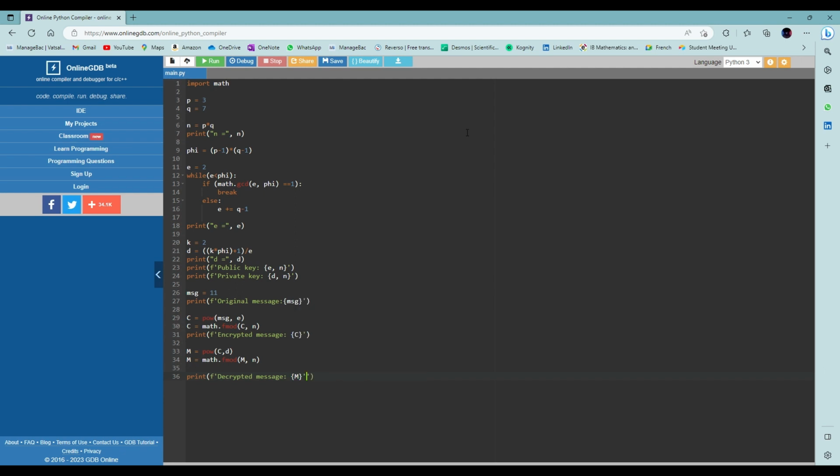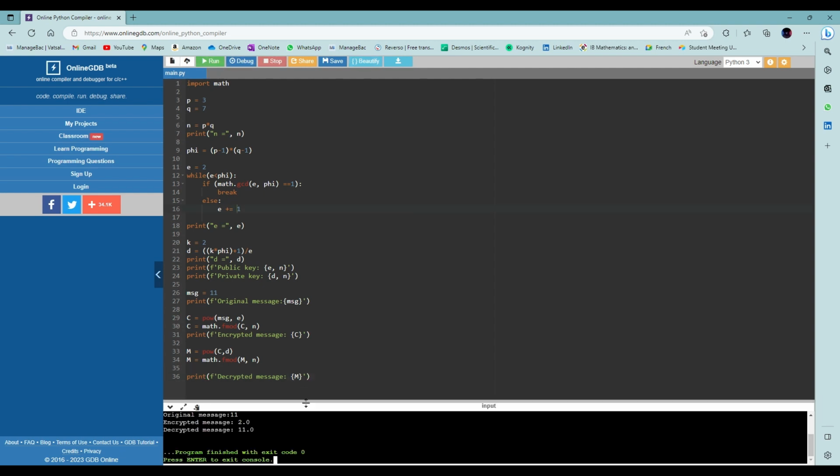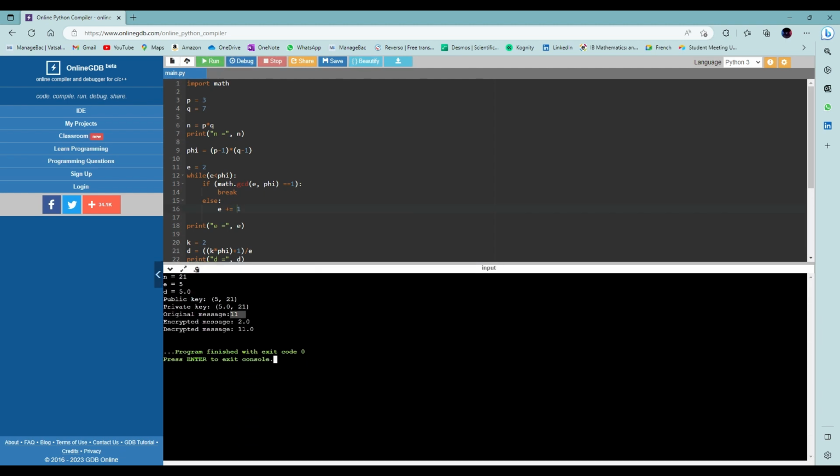Finally, we print out the original message, the encrypted message, and the decrypted message to verify that the encryption and decryption processes are working correctly.